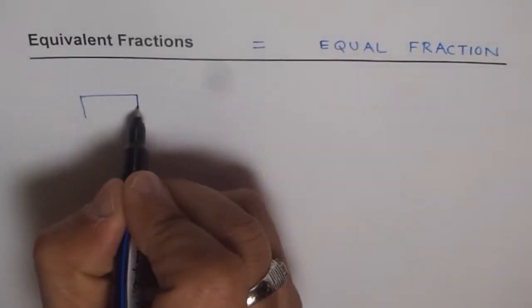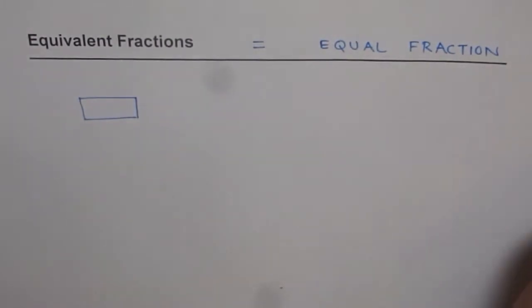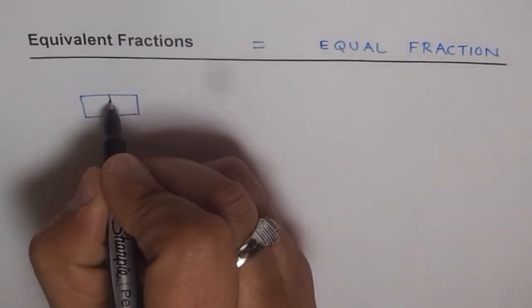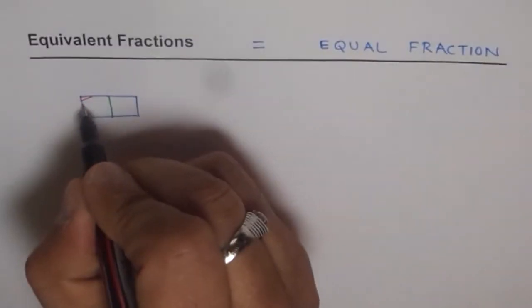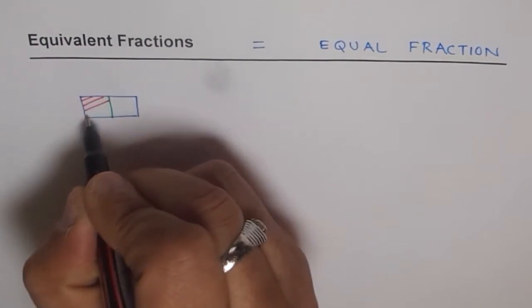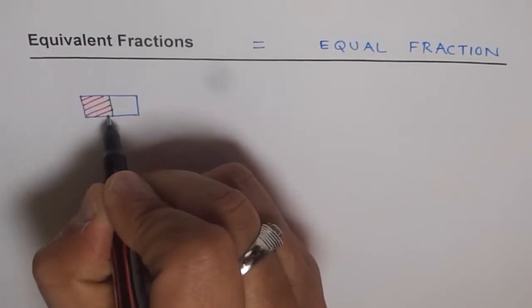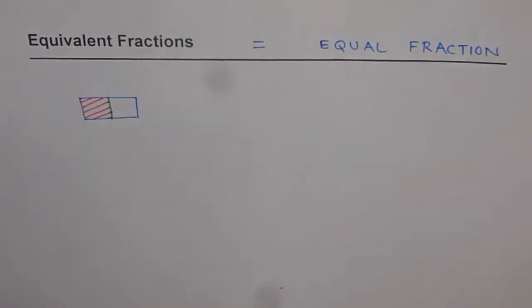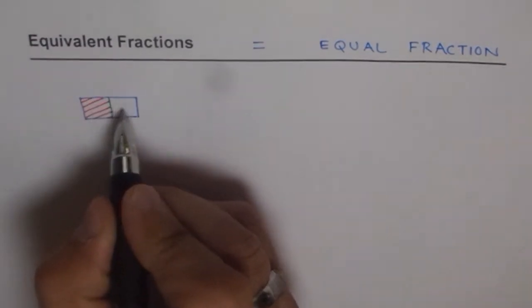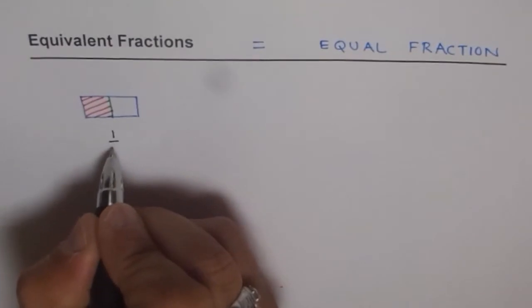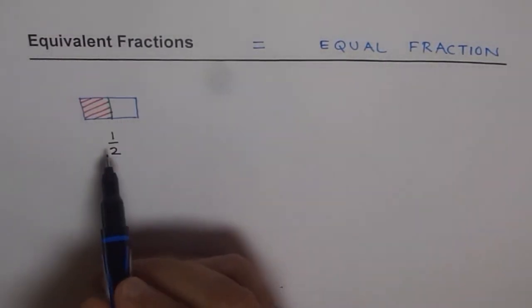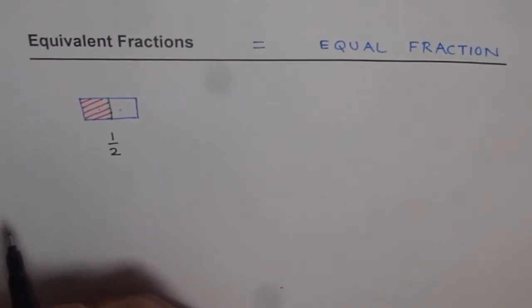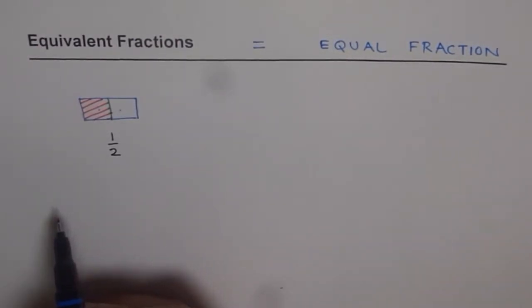Let me take a rectangle like this and divide it into two equal parts. And let me shade one of them. That is the one which I have shaded. Now, what fraction have I shaded? Can you write that down? It is 1 out of 2. Since 1 is in red color and there are two equal parts, the fraction shaded is 1 out of 2.